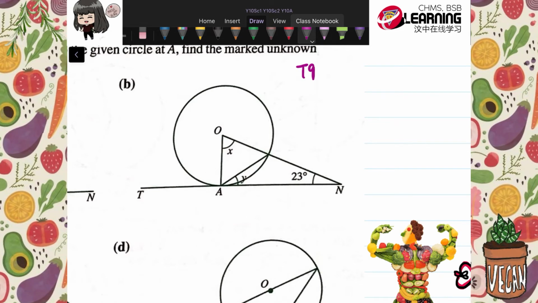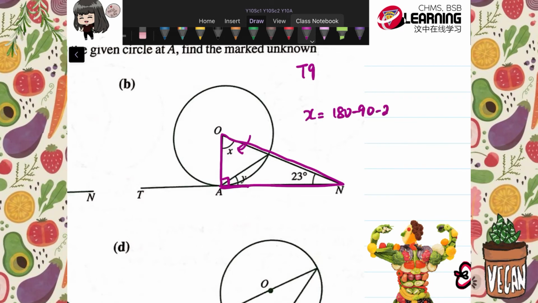So how do we find, okay, you want to find x first. X is easy, you don't need theorem number 9. You can see this is a 90 degree. This is a right angle triangle basically. So to find this x is 180 minus 90 minus 23, right? Okay, you find it by your own. Now I'm going to teach you how to find y.